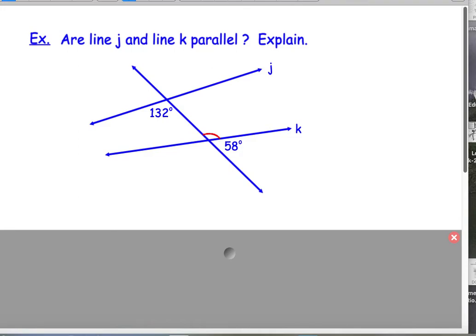So what I'm going to have to go with is what I do know, that's a linear pair. And so if I do 180 minus 58, I get 122. This angle is 122 degrees. Oh, if these 2 lines here were parallel, this angle should match this angle because they're alternate interior. And they don't match. So therefore, I know that these lines cannot be parallel, because if they were, the alternate interior angles would be congruent.